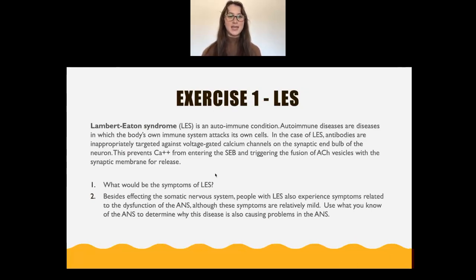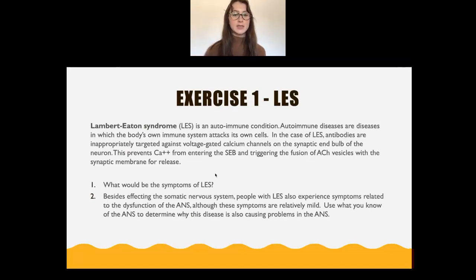Our first exercise is Lambert-Eaton syndrome, LES. This is an autoimmune condition. We know that autoimmune diseases are diseases where the body's own immune system attacks its own cells, autoimmune. In the case of LES, antibodies are inappropriately targeted against voltage-gated calcium channels on the synaptic end bulb of the neuron. This prevents calcium from entering the synaptic end bulb and triggering the fusion of acetylcholine vesicles with the synaptic membrane for release.